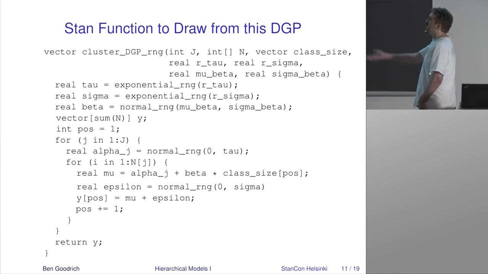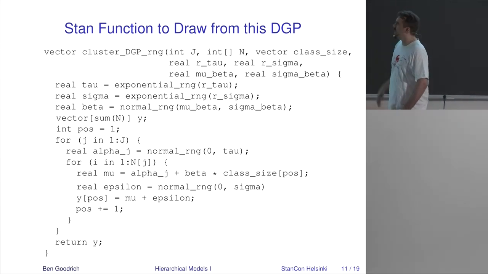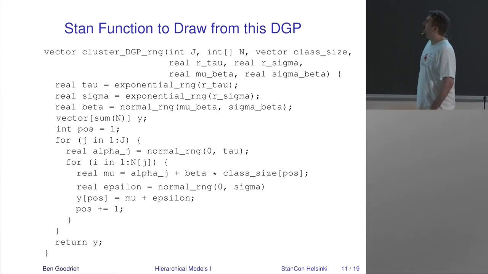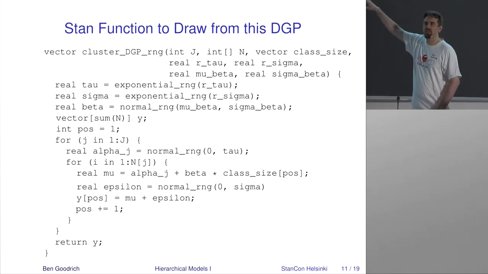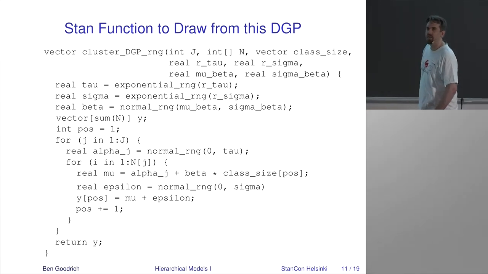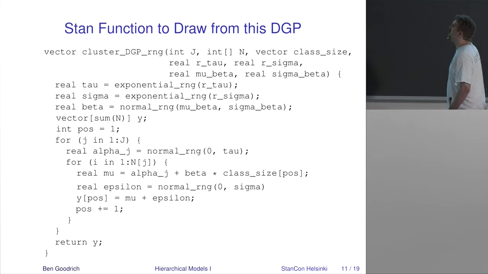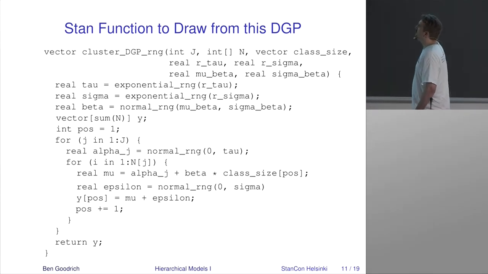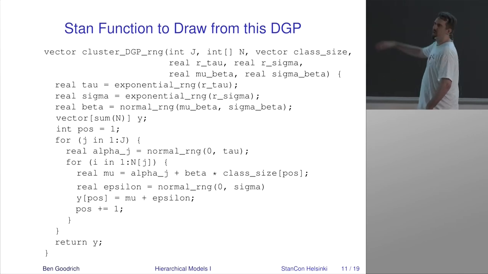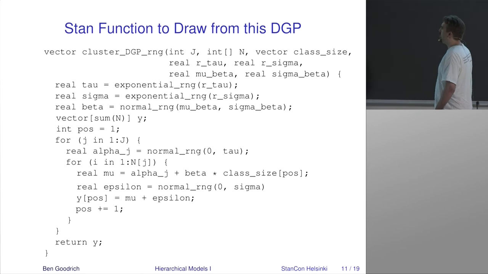Then we're going to declare y. We'll fill it in later, but we're going to declare y to be a vector of size, the sum of the integer array given by n, all the students in the whole study. And then we're going to declare this integer called pos for position, initialize it to 1, and we're just going to use pos to keep track of where we are in the loop.